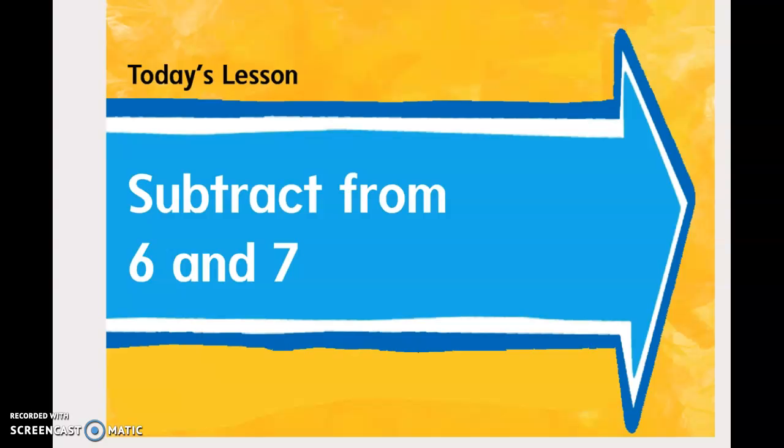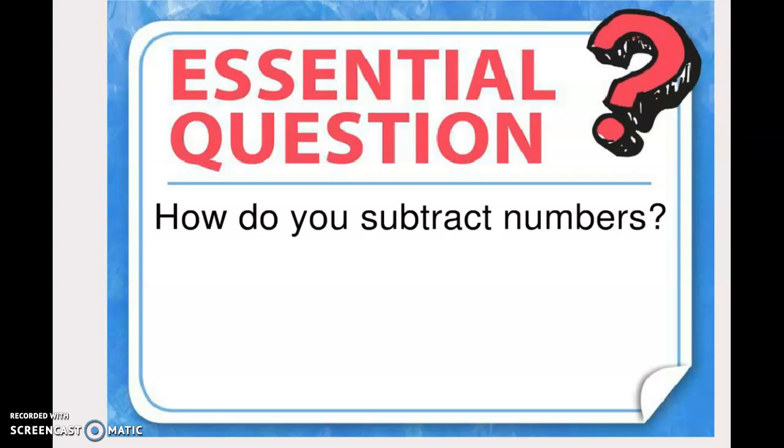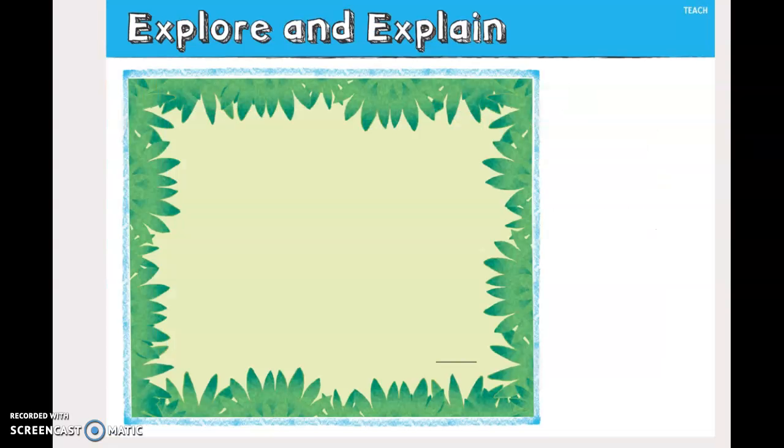Okay, so today's lesson is Subtract from 6 and 7. Our essential question is, how do you subtract numbers? Okay, so we are at the top of your page where it says Subtract from 6 and 7, and you've got a banana on your page. They didn't put that on my page. And the banana says, keep your eyes peeled.